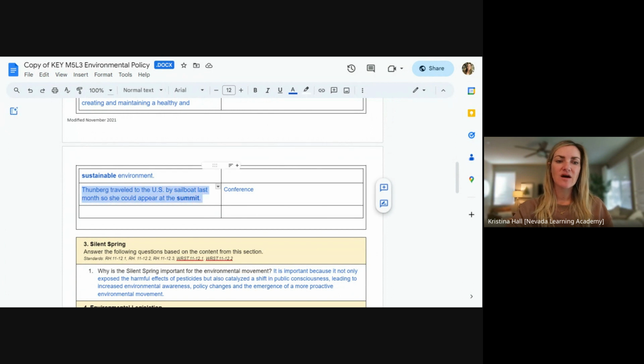Thunberg traveled to the US by sailboat last month so that she could appear at a summit. Definitely one of the worst for emissions is actually not automobiles, it's jets, right? It's airplanes. So every time, I love it when celebrities, I'm saying this sarcastically, I love it when celebrities get up and preach at us about, we need to be environmentally conscious, and then they get on their private jet. One private jet across the country is equivalent to me driving my car all year.